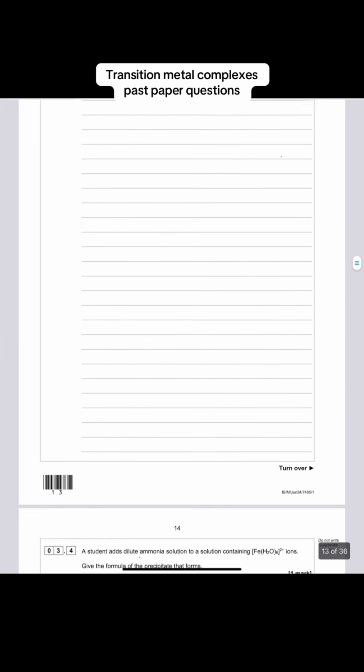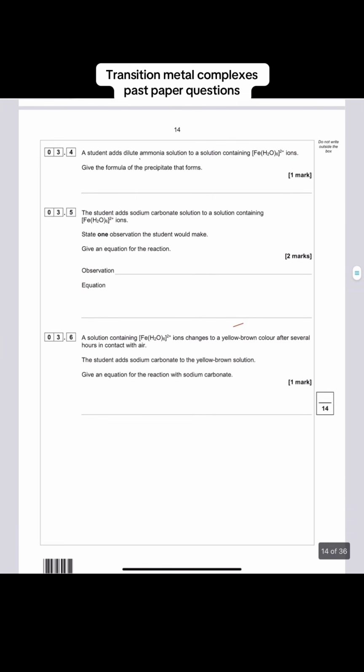So if you put the answer like this, that should give you all the 6 marks because you covered everything basically. The next question was about the substitution reactions for the complexes, the aqua ions. The first one was when you add a dilute ammonia solution to a solution containing the iron 2 plus aqua ion. Give the precipitate that forms.